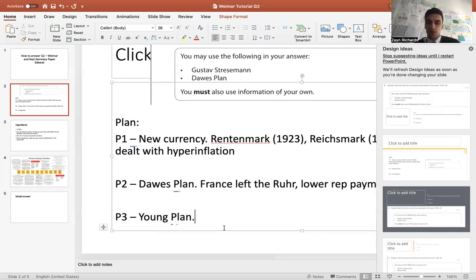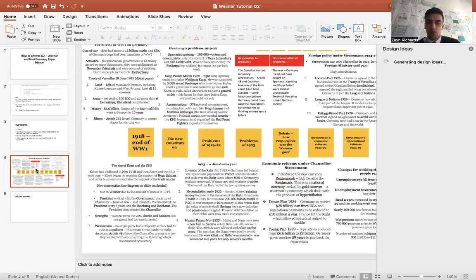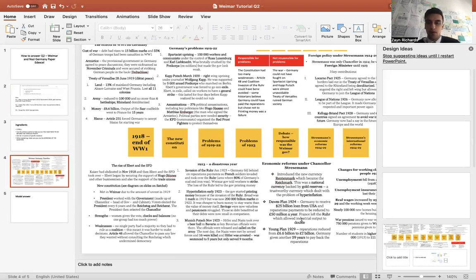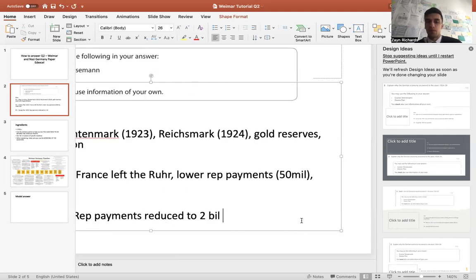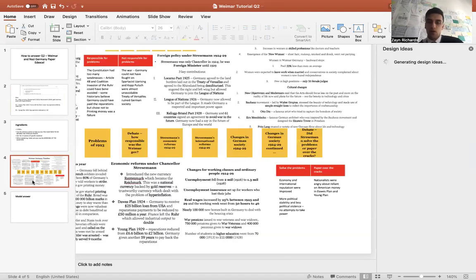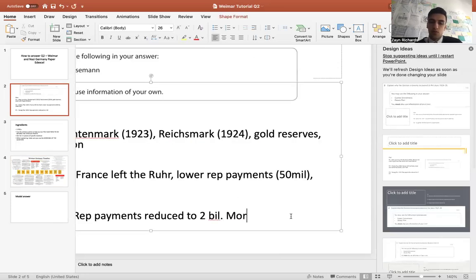And then for the Young plan, I'd want to put the dates in as well for these. So 1924, and the Young plan is at the very end of the period, so 1929, and that is where the reparation payments are reduced to, let me just double check, I forgot myself, 2 billion, there we go, reduced to $2 billion. You could also talk about, for the Young plan, the fact that Germany was given more time, so 59 years to pay back.